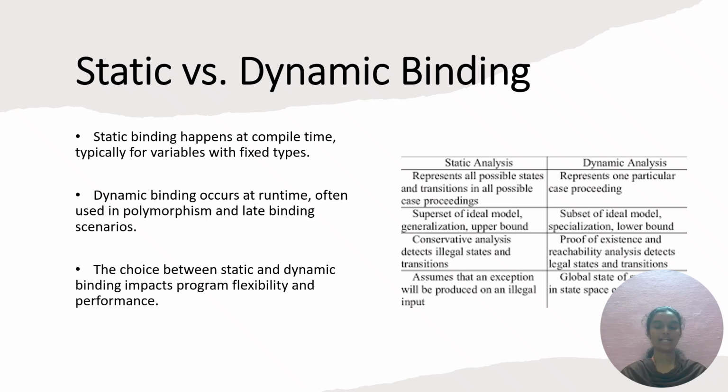Whereas in the case of late binding, that means the dynamic binding, it occurs during the runtime. The actual function or the variable is determined based on the current context, which provides flexibility but can be slower. For example, virtual functions in C++ or polymorphism, that means having more than one form, in Java and Python. The choice between the static and the dynamic binding impacts the program flexibility and the performance.